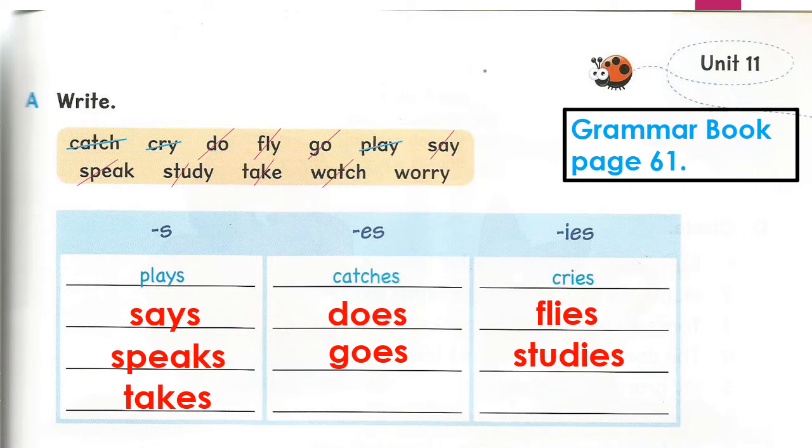Watch. Watch ends with C and H. Okay, so I will add ES at the end. So watch is going to be watches. Okay, the last one, worry. Worry ends with consonant plus letter Y. So I will drop letter Y and put IES at the end. Worry is going to be worries.